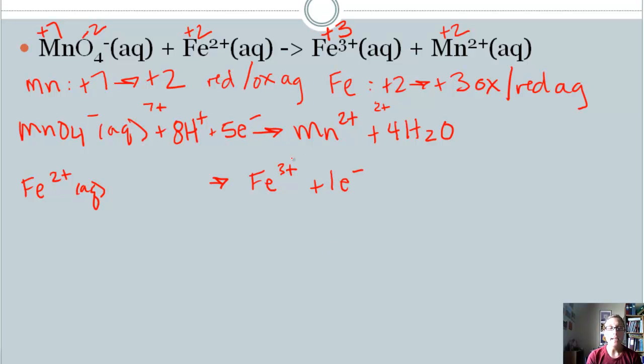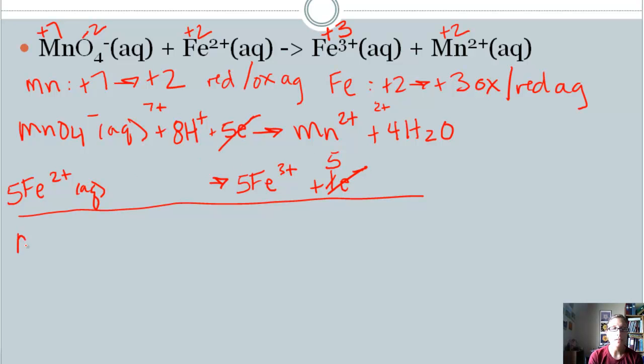So now, before I can add these together, I need to equalize the charges, which means I need to multiply my oxidation reaction by 5 in order to have 5 electrons to match up with the 5 electrons in my reduction reaction. So I'm going to multiply everything through by 5. Now I'm ready to add things together. Since I have 5 electrons on both sides, those are going to cancel. And now I can write everything else down.